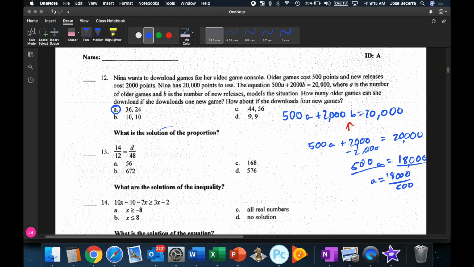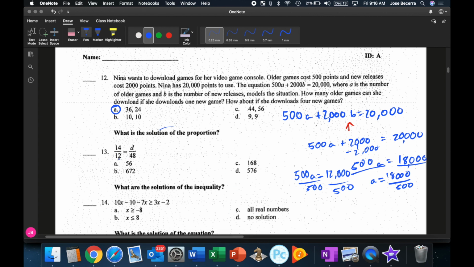To double check, you would do the same thing, right? But you would multiply this times 4, right? So you'd get 8,000. So you'd get 500. A is equal to, what's 20,000 minus 8,000? 12,000, right? And then when you divide 12,000 by 500, you would get 24. All right, questions on that one?